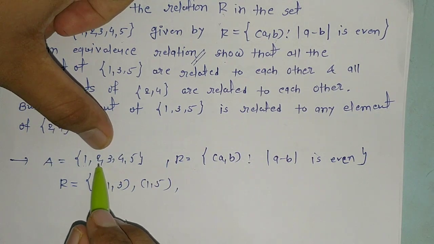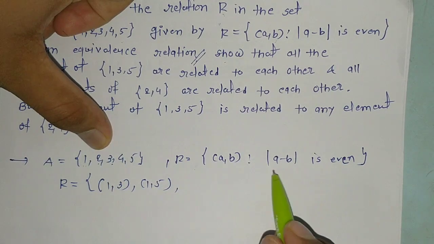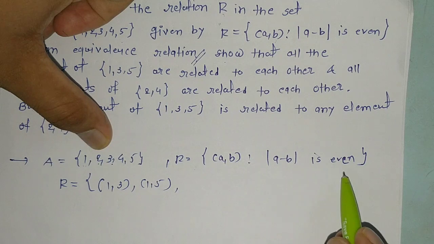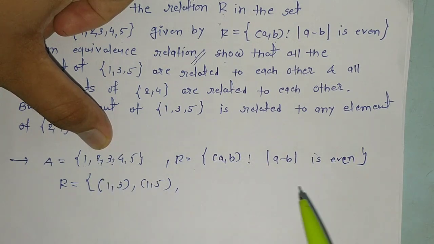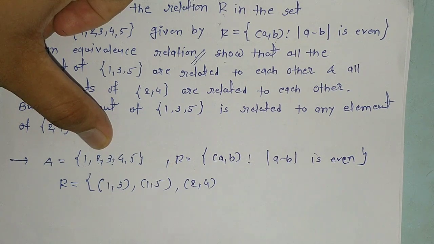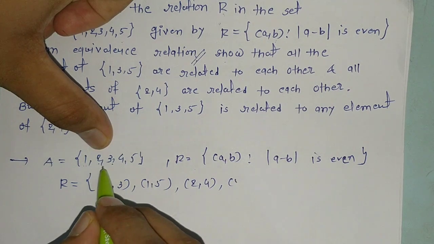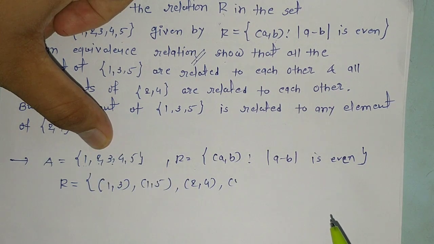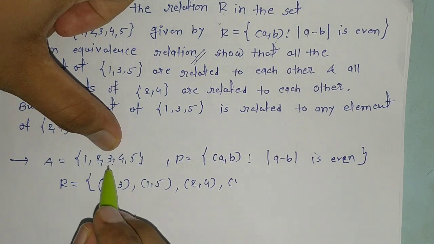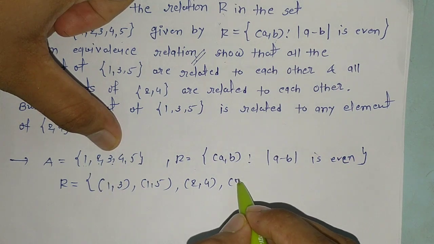Then we approach with the second element. 2, 3, is it possible? We need the difference to be even, but 2, 3 gives you 1, which is odd, so 2, 3 is not possible for the relation. 2, 4, yes, gives you an even number. 2, 5 is not possible, as it gives 3 which is odd. Let's approach with the third. 3, 4 again gives you an odd number, so not possible. 3, 5 is possible.